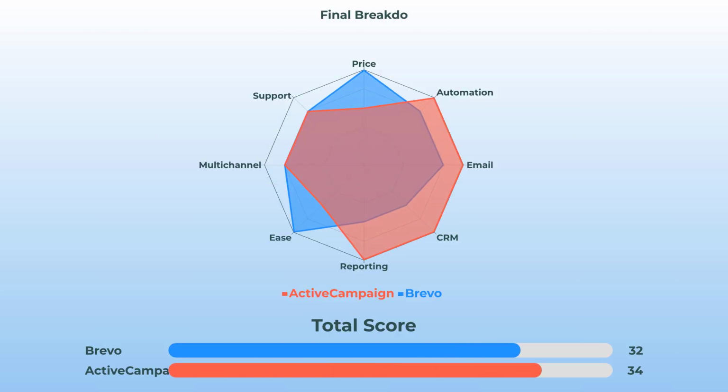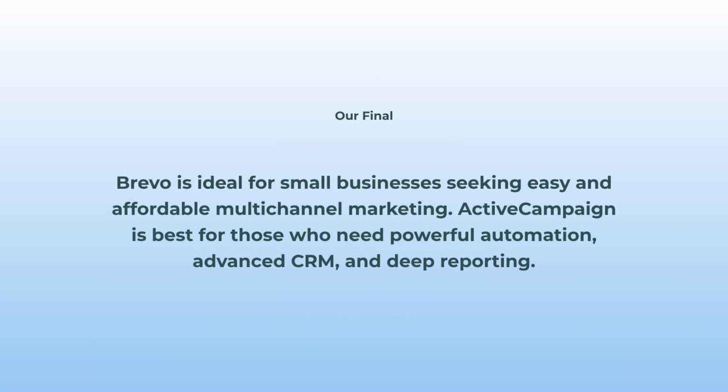Here's a quick look at the category breakdown. Some things are neck and neck, but there are a few clear leaders, especially in automation and CRM. So here's how it shakes out.